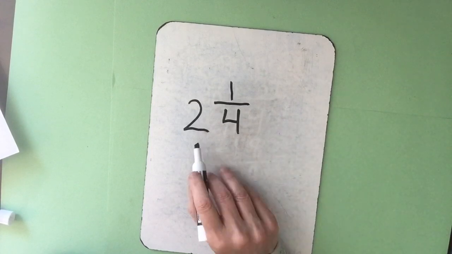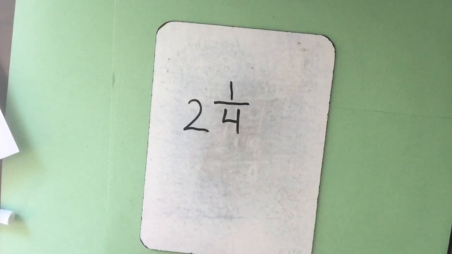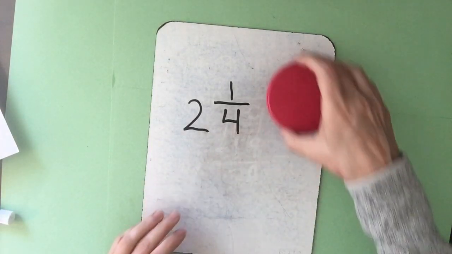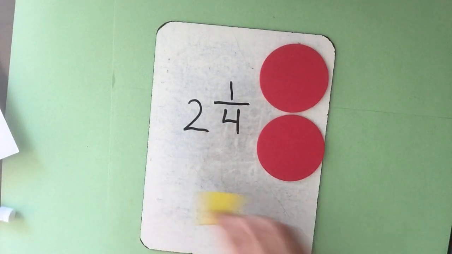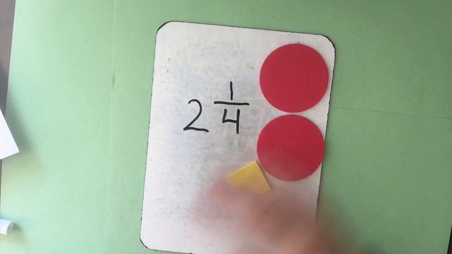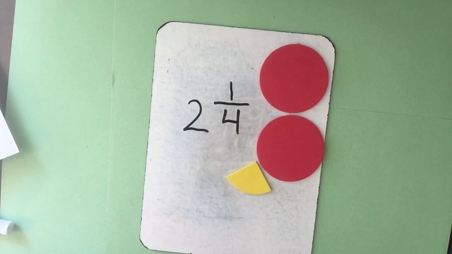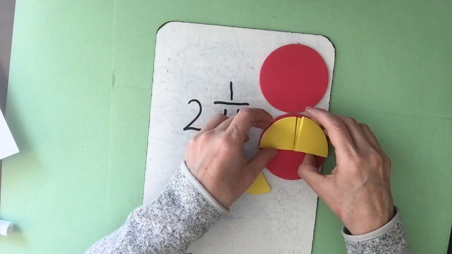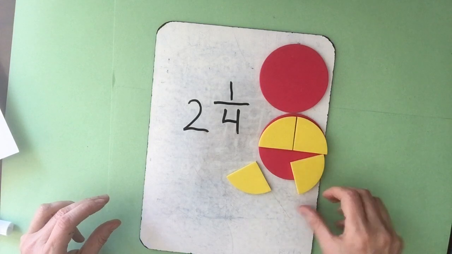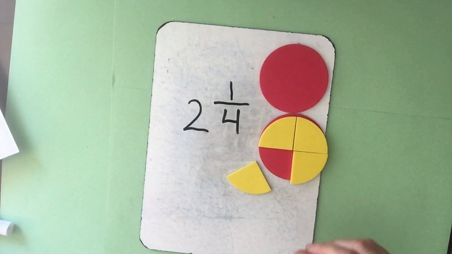So what this is showing is 2 1/4. I'm going to model what that would look like. So here's 1 whole, here's 2 wholes, and here's 1/4, right? 2 1/4. But what would this be as an improper fraction? That's what we have to think about. We have to think about how many fourths are in 1 whole. So I'm going to cover up the whole with fourths. And there's 4, obviously, right?